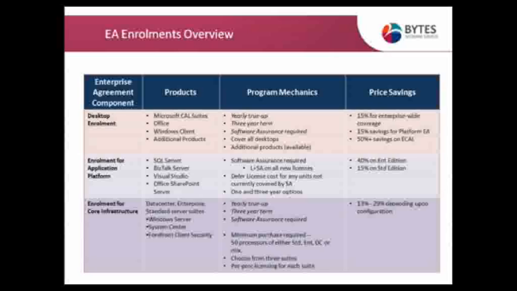So just to reiterate a couple of points which Adam has already mentioned, the desktop enrollment is around the Core Cal Suite and Enterprise Cal Suite, Office Professional Plus, Windows 7 Enterprise, and there's an ability to add additional Microsoft products in that particular contract. The enrollment for application platform really focuses around SQL Server, BizTalk, Visual Studio, and SharePoint Server. Again, all requiring mandatory software assurance over the course of the 3-year term. Similarly, ECI allows you to add in Windows Server, System Center products, and the Forefront Client Security Suite.